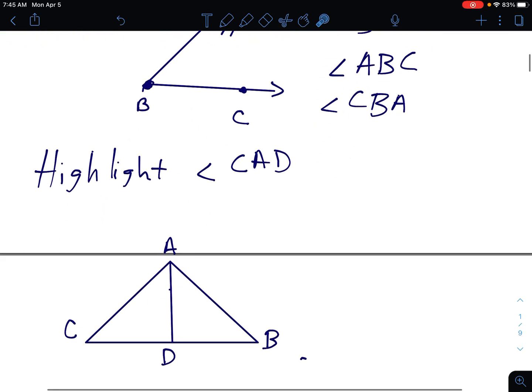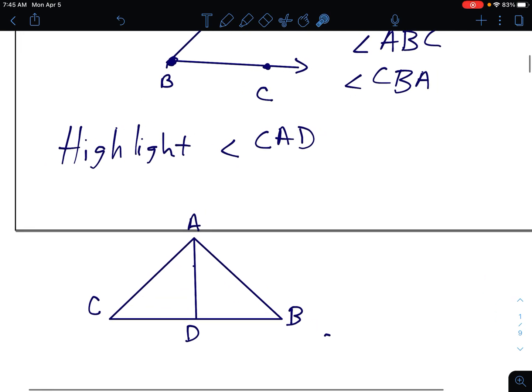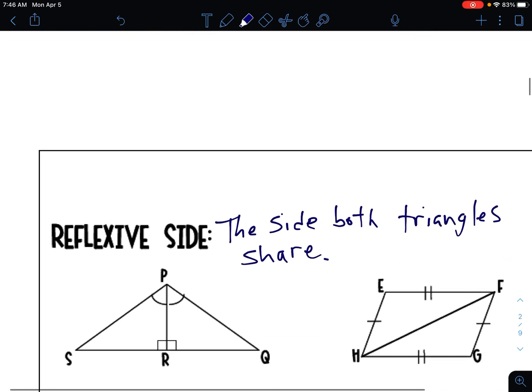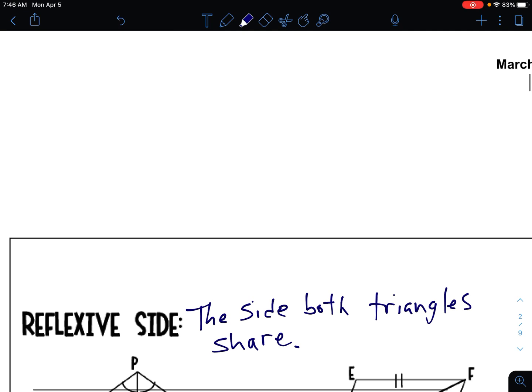The reason why we want to do that is because we're going to be given pictures like this today. We have to understand and know what angles they're talking about when they say given angle CAD or something like that. So go ahead, highlight angle CAD. Okay, same idea. Start at the first letter, highlight up to the second letter, down to the third letter. All right, that's angle CAD.